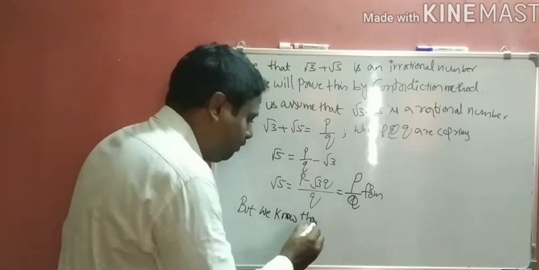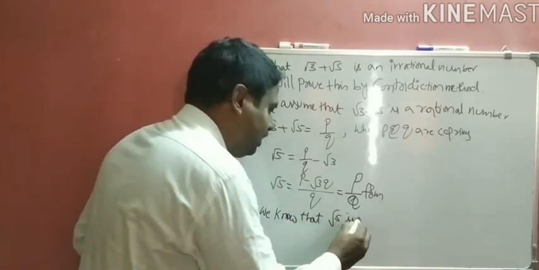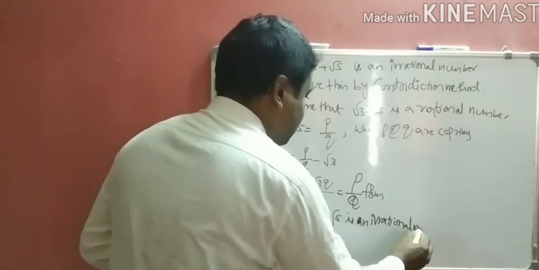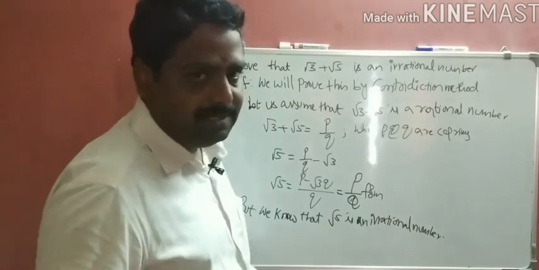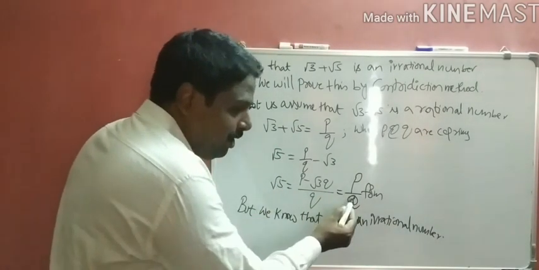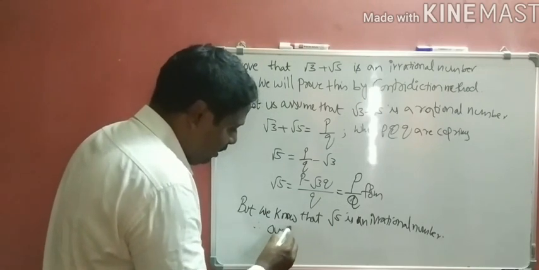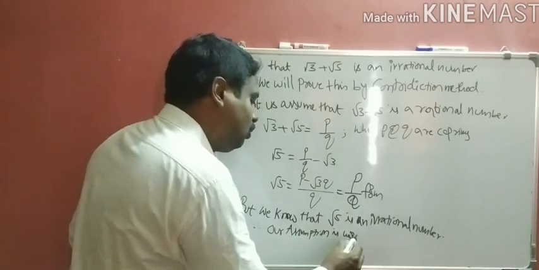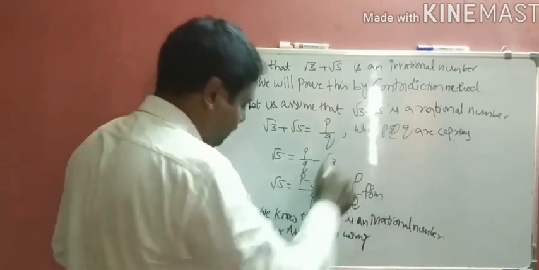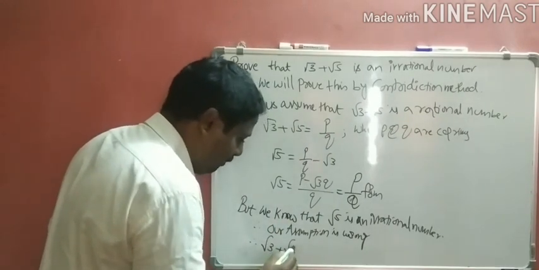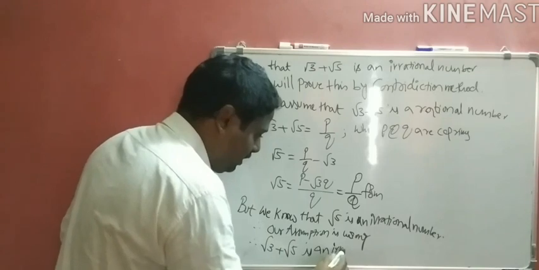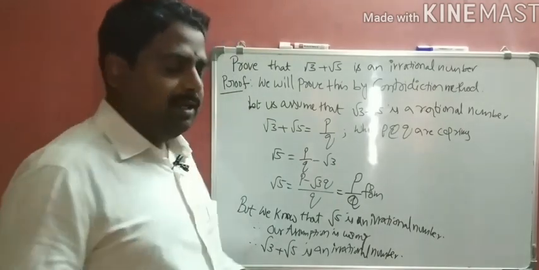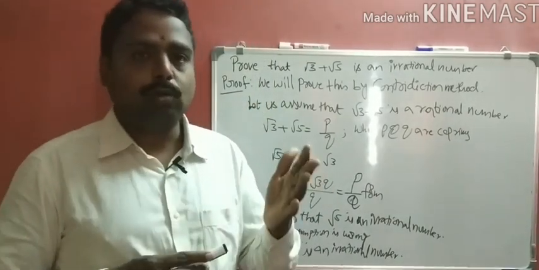But we know that root 5 is an irrational number. Understand? Root 5 is an irrational number, but it becomes p by q form. Therefore, our assumption is wrong. So, what is our assumption? Root 3 plus root 5 is a rational number. Therefore, our assumption is wrong, meaning root 3 plus root 5 is an irrational number.